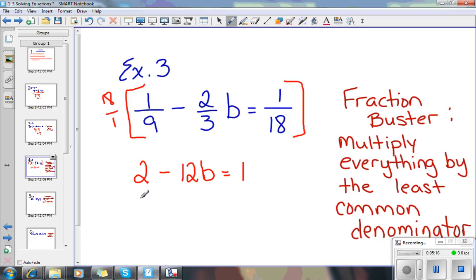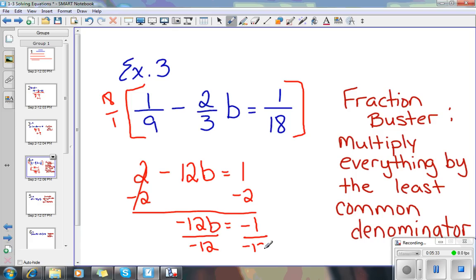So going on next, I would subtract 2 from both sides, and we get negative 12b equals negative 1. Then I'm going to divide each side by negative 12 to get the b by itself, and we get b equals 1/12. And that's the answer.